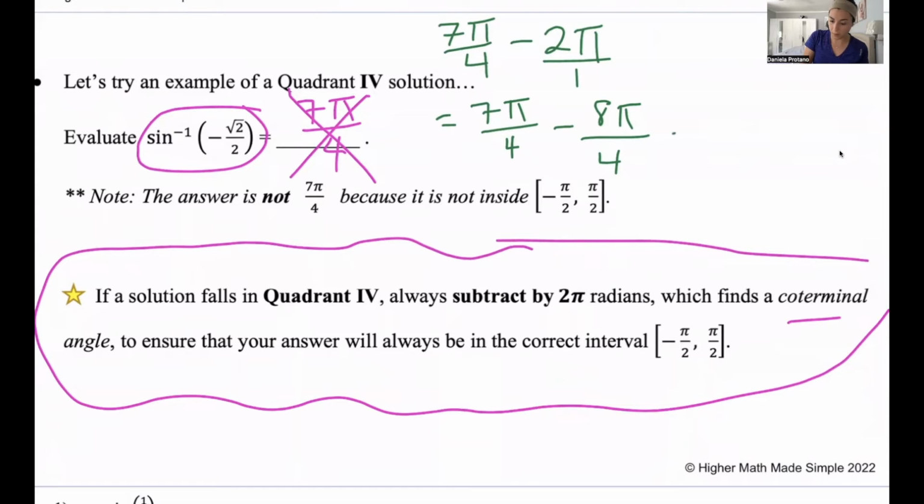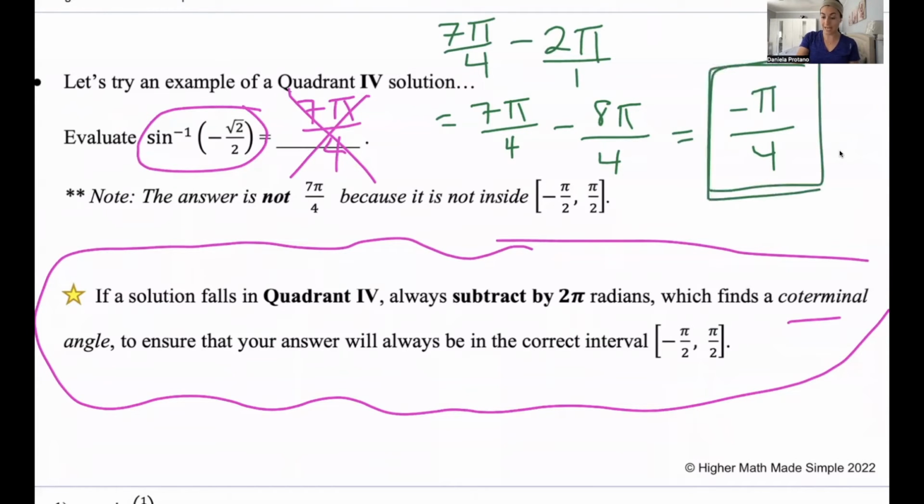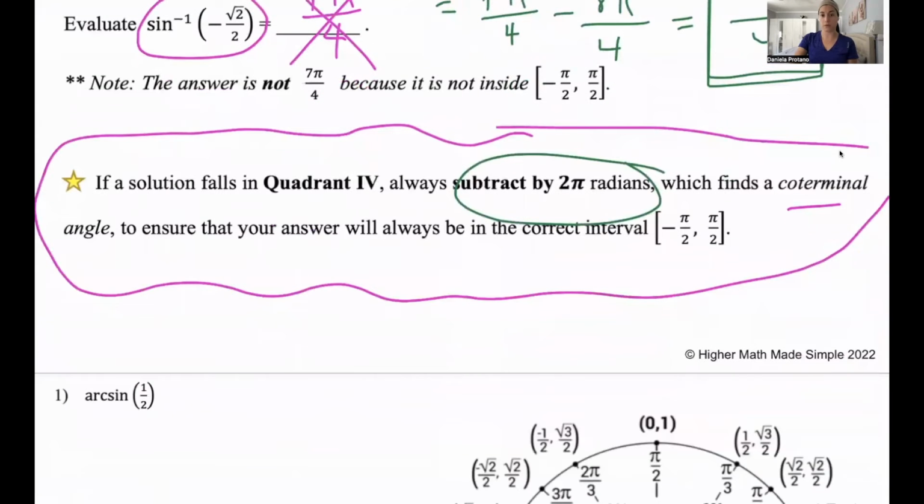So now we have common denominators, so they're going to share 4 as the denominator, and 7 pi minus 8 pi is going to be negative pi, right? So the correct answer is negative pi over 4. That is inside the interval. So again, just in a nutshell, whenever you have a quadrant 4 solution, you're always going to be subtracting by 2 pi radians to ensure that your answer is going to be in the correct interval.